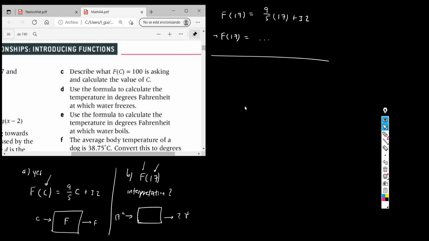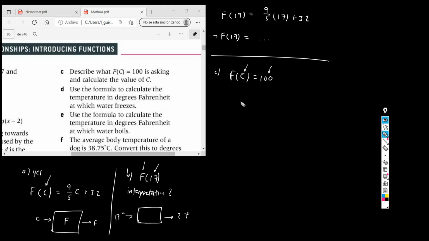Letter C: describe what f of c equals 100 is asking and calculate the value of c. Well, this is the inverse problem, right? If I write this symbol f of c equals 100, what I'm asking is: what is the number of degrees Celsius that correspond to 100 degrees Fahrenheit? That's it, basically.